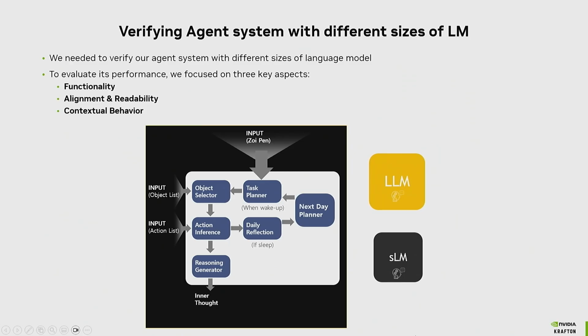Through these slides, I have explained all the agents in our system. Then we need to verify our agent system with different sizes of language models. To evaluate its performance, we focus on three key aspects. First, functionality, ensuring that all agents operate correctly with the game and execute their intended tasks without failure. The second is checking whether inner thought and diary generation align well with the given input information and are coherent and readable. The last is contextual behavior, which means verifying that when we customize JOI's personality and preferences using JOI pen, its actions accurately reflect the intent.